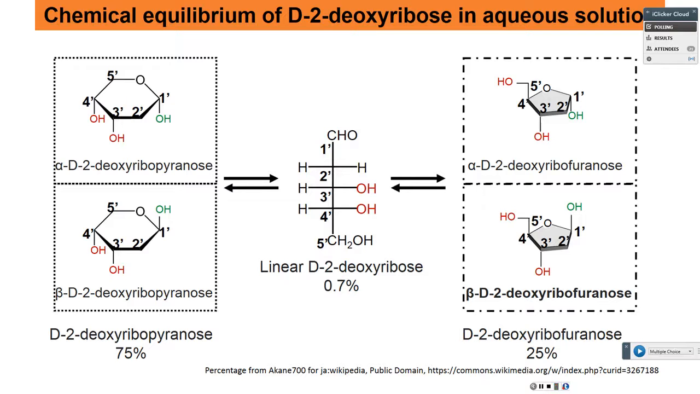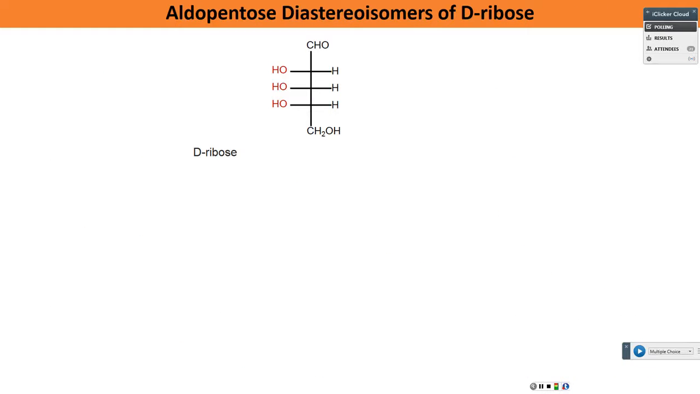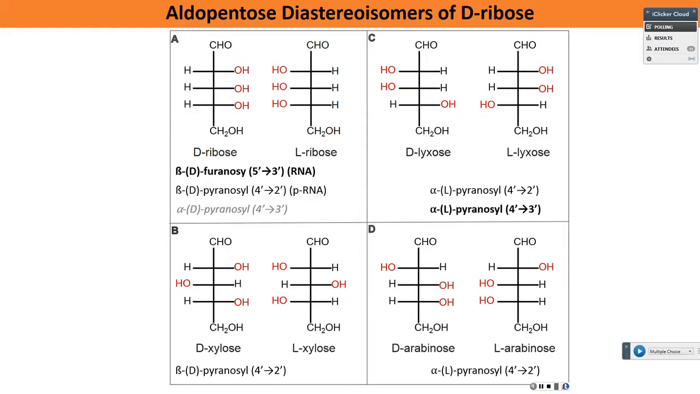So when you start with this, even though you synthesize this as a pure sugar, when you dissolve that in water, it will change. Okay, so when we try to synthesize the beta form, that's the D-ribose. That's what we want, D-ribose.